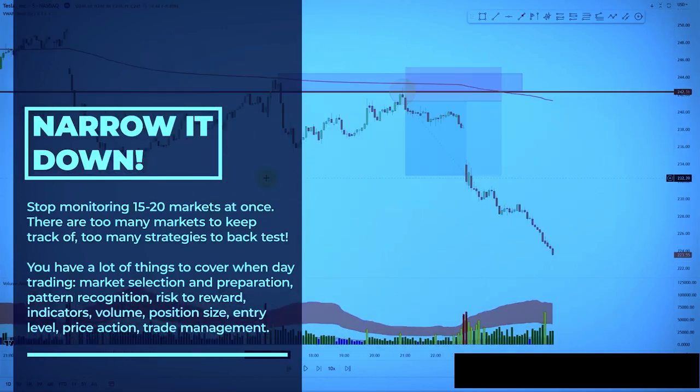You have a lot of things to cover when day trading: market selection and preparation, pattern recognition, risk to reward, indicators, volume, position size, entry level, price action, trade management. It's easy to become overwhelmed. Again, narrow it down.